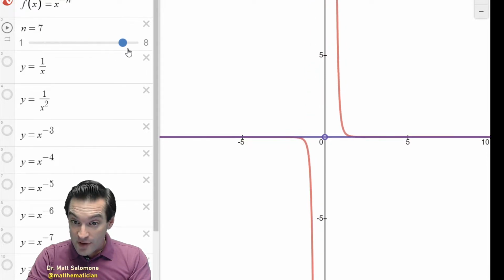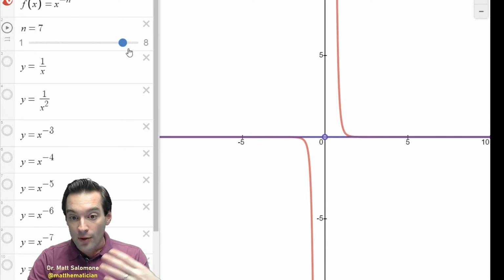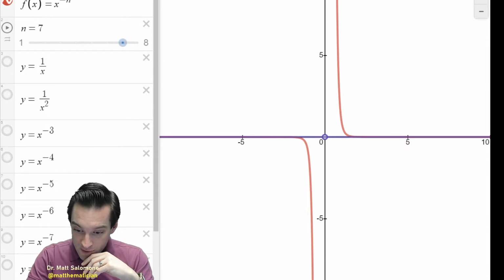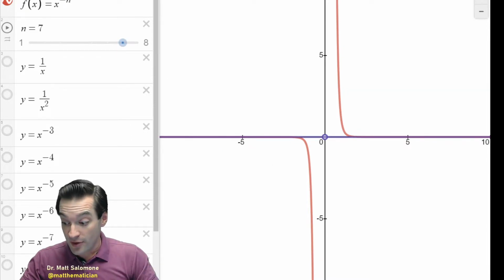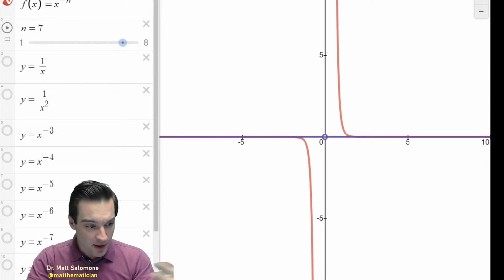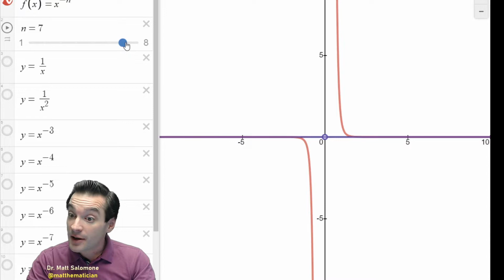But again, there's an important difference between those where the exponent is an odd integer, and those where the exponent is an even integer. So let's try and quantify those things. But first, let's again return to the question, what do these all have in common?